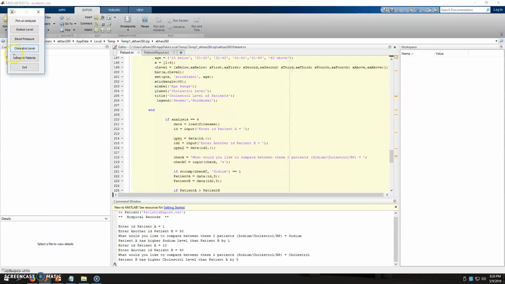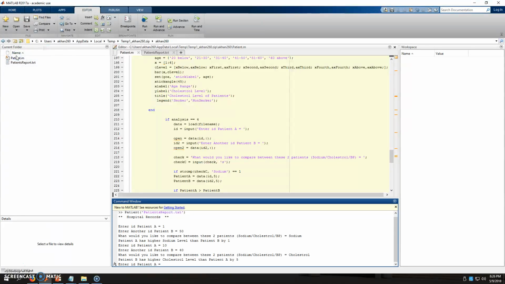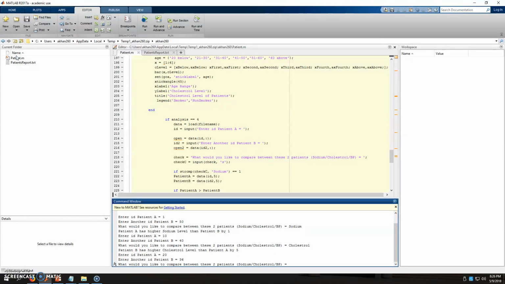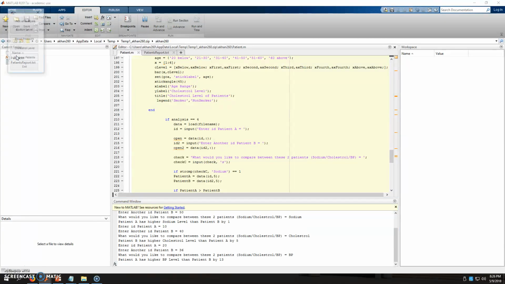Okay, let's speed this up. We'll go with 20 and 30 this time. Well, let's do 36, and we'll go blood pressure. The blood pressure for patient A is higher than the blood pressure for patient B by 13.